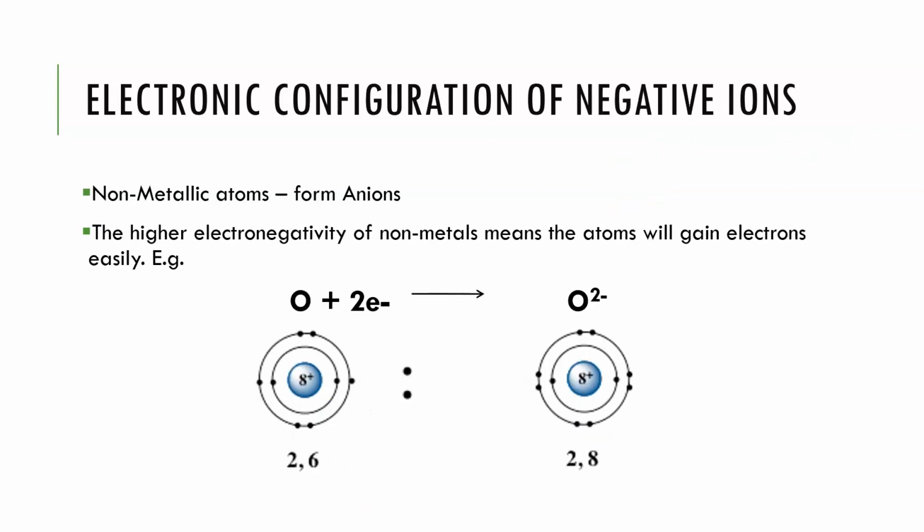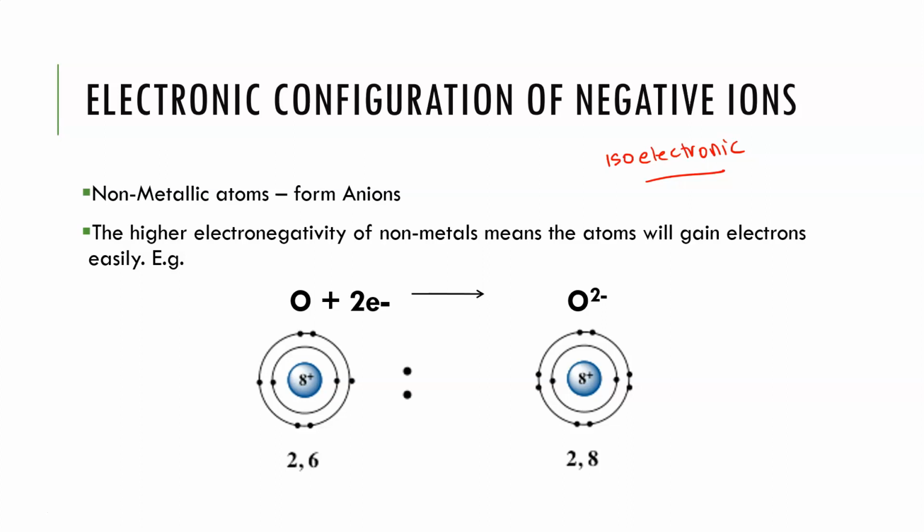For negative ions, because they're non-metallic atoms, they're going to be gaining electrons. Again, this will change their electron configuration to be the same as the closest noble gas. So you may remember that if something has the same electron configuration, we call this isoelectronic. So ions will be isoelectronic with their nearest noble gas. So for the case of oxygen, it has a 2,6.